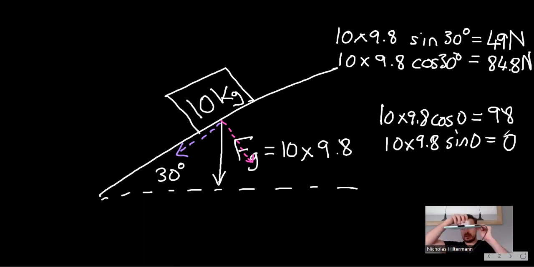So how does that make sense? Well, the pink is the one that's going into the slope. So that must be cos, because there's no force. If I have no angle, there's no force going down the slope. So the purple must be the one going down the slope. That's the first way we think of it.